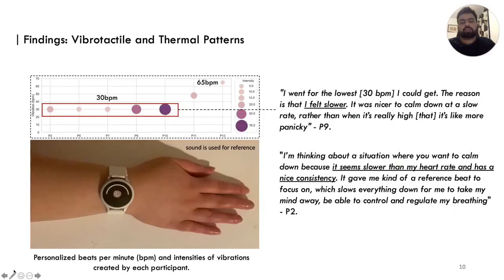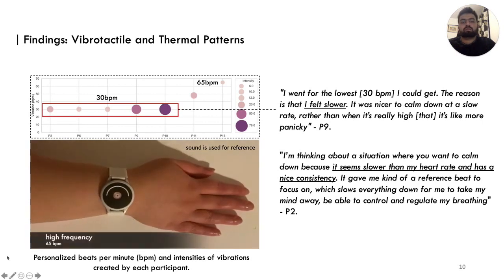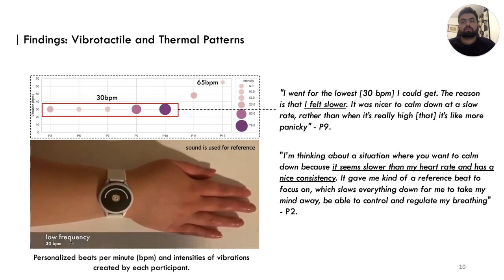For vibrotactile patterns, participants created high-frequency vibrations of 65 beats per minute and low-frequency vibrations of 30 beats per minute. The majority of participants created low frequency vibration of 30 beats per minute and associated the vibrations with their heart rate. They created a low frequency vibration that would represent a slow target heart rate when they need to calm down.